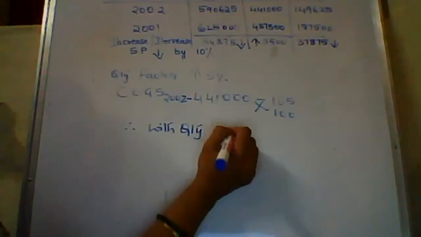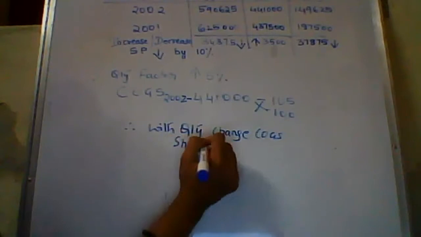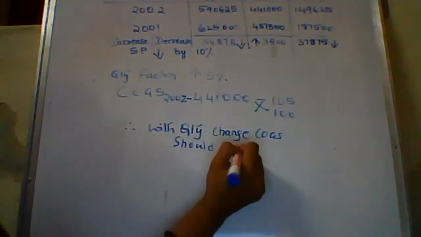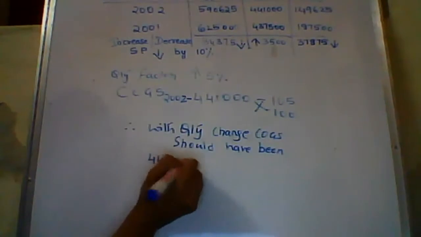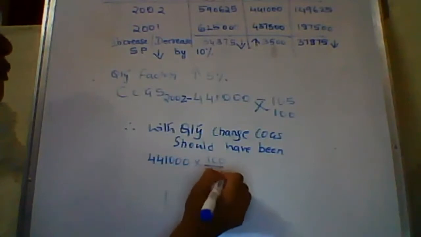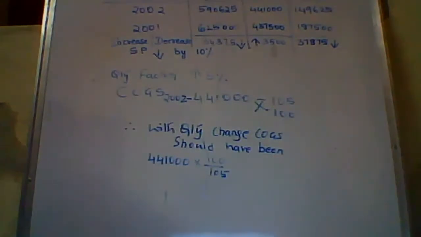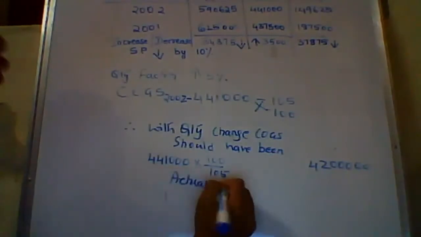With the quantity change, cost of goods sold should have been 4,41,000 into, can someone tell me? 4 lakh 20,000. 4,20,000. So it should have been 4,20,000. But how much is the actual cost of goods sold? 4,37,500.